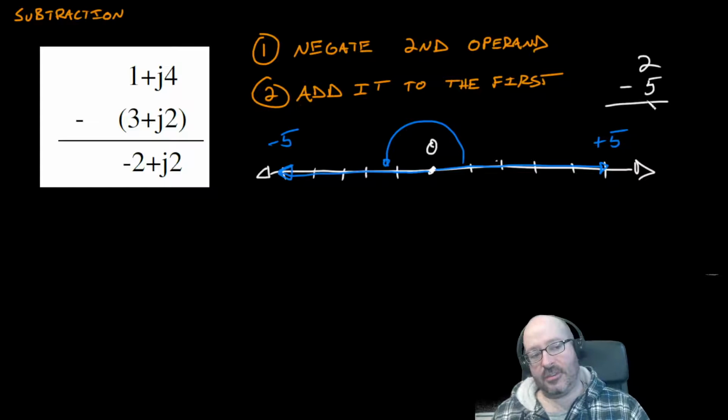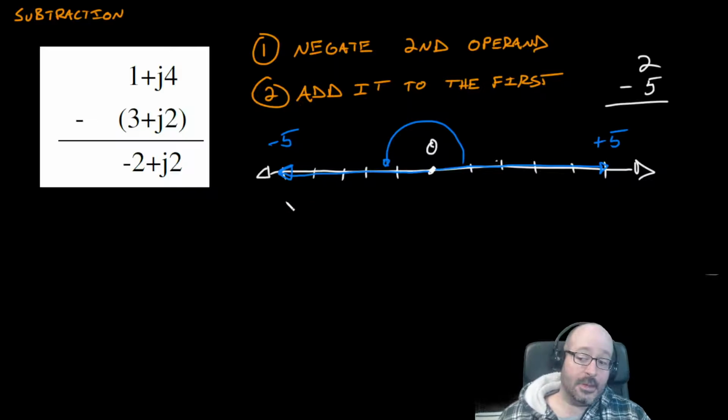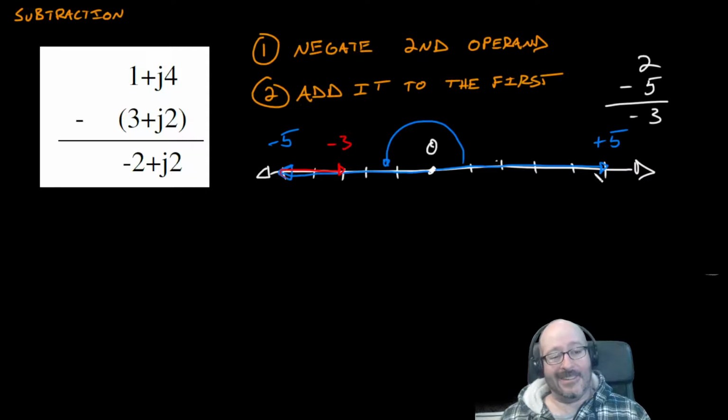And then to that we add 2, right? So stick that tip to tail. We add 2, so we come back here to 2, and then we count from where we are. So here's 0, negative 1, negative 2, and this is negative 3. And that's our result up here, negative 3. So negate the second operand, just spin it around 180 degrees, and then add the first to it. And that's how we do subtraction.